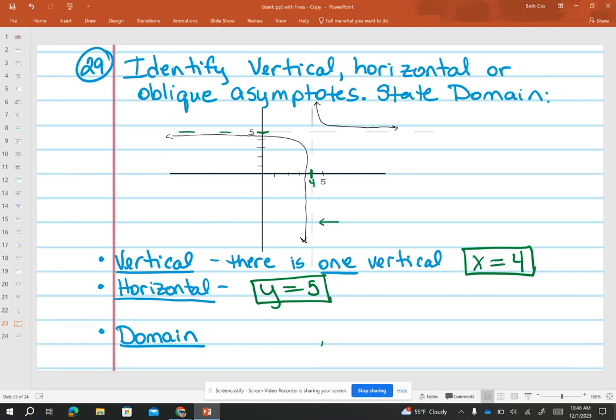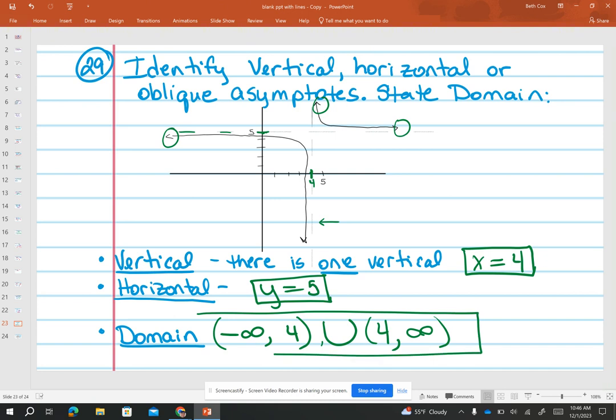Now the domain, because of all the arrows, the domain is everything except the 4. So our domain is negative infinity to 4. Skip the 4 and go to positive infinity. That's my domain. Because the vertical asymptote is a break in your domain. That's why. The vertical asymptote represents a break.